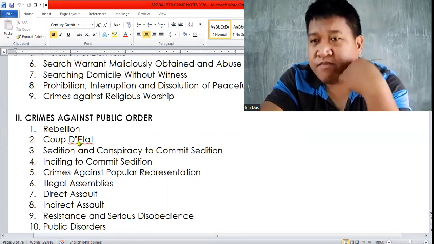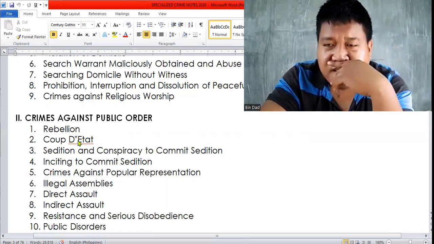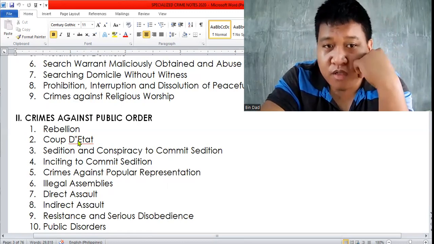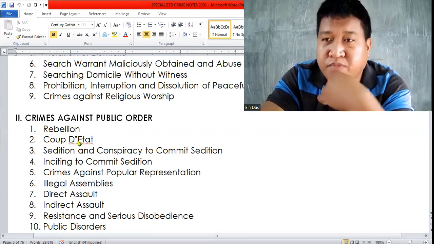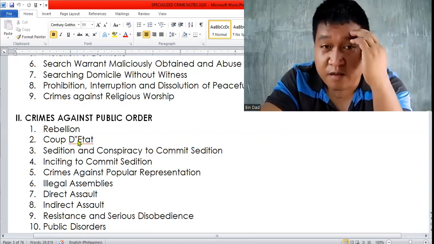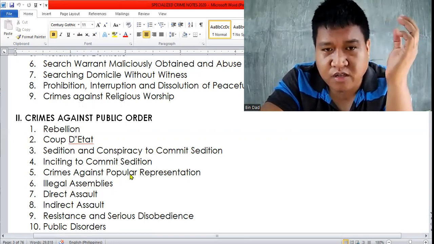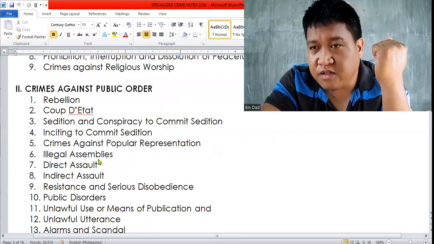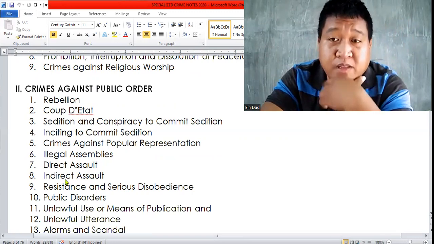So, coup d'etat. The same, this is a swift attack. You want to remove a sitting, for example, you want to remove the president, yeah, that is a coup d'etat. Sedition and conspiracy to commit sedition, inciting to sedition, yan, pakibasa na lang yung mga yan. Illegal assemblies, direct assault, indirect assault. Yan. Itong direct at saka indirect, magkapatid yan.